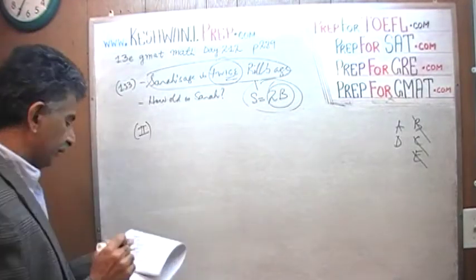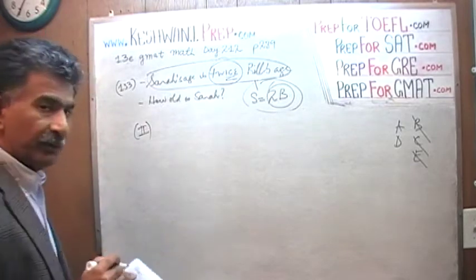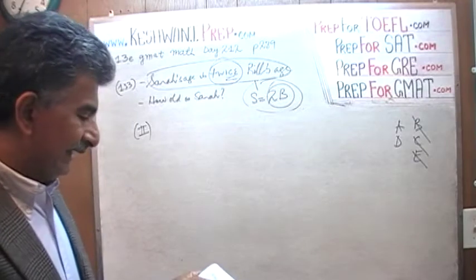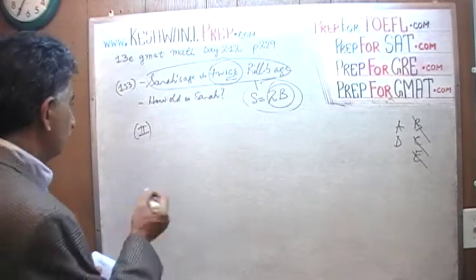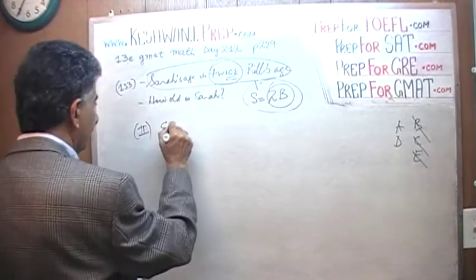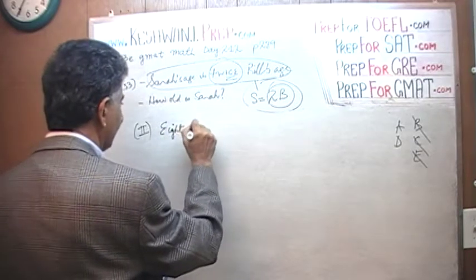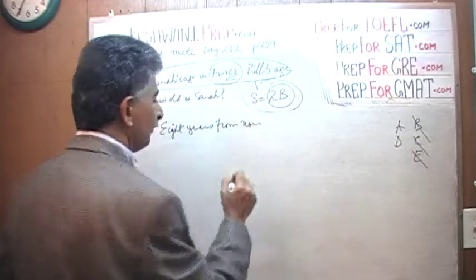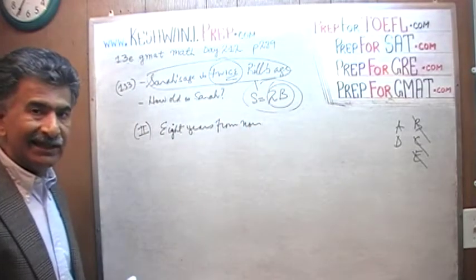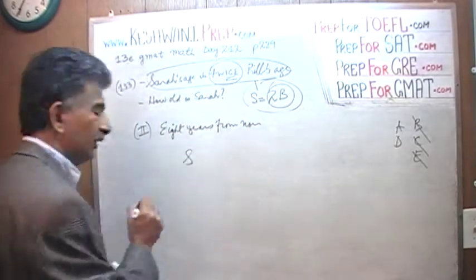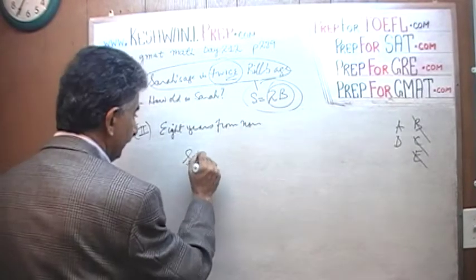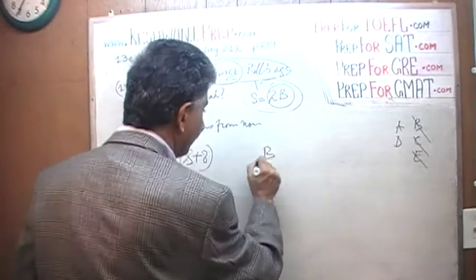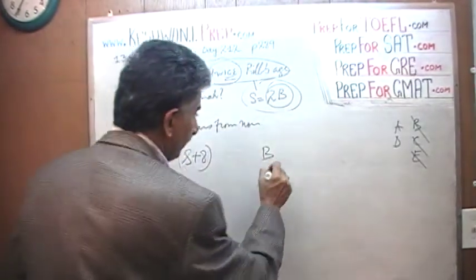Number 2, second statement. I meant to say wisdom from the East, not Far East, it just came out that way. 8 years from now, there you go, there's a second equation coming up, I can feel it. 8 years from now, what's going to be Sarah's age 8 years from now? Well, she's S years old now. 8 years from now, she's going to be S plus 8. What's going to be Bill's age? Well, Bill is B years old today. So 8 years from now is going to be 8 more.